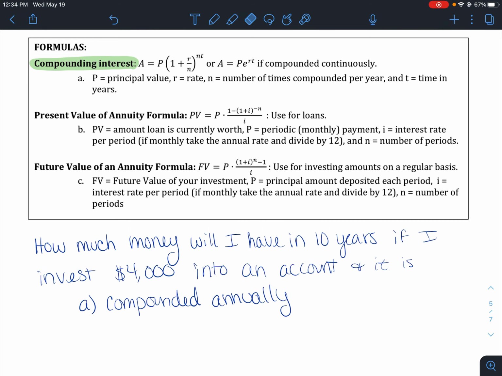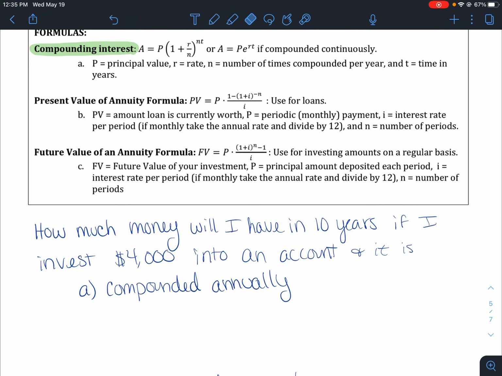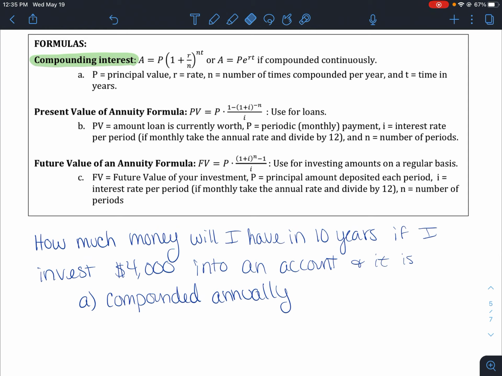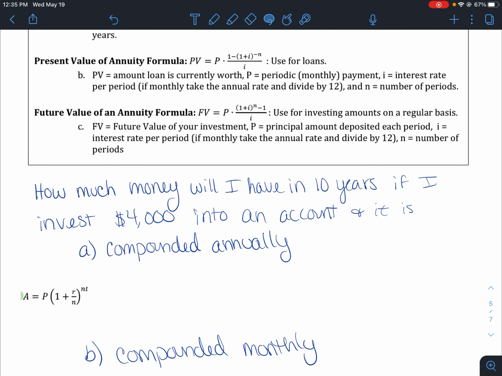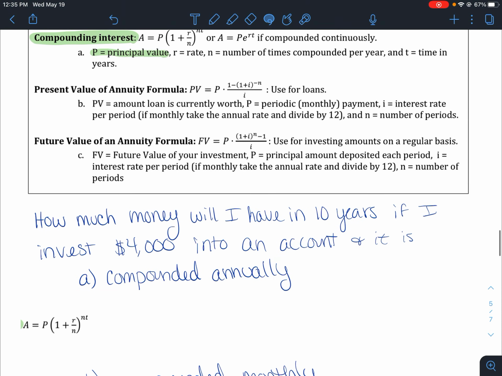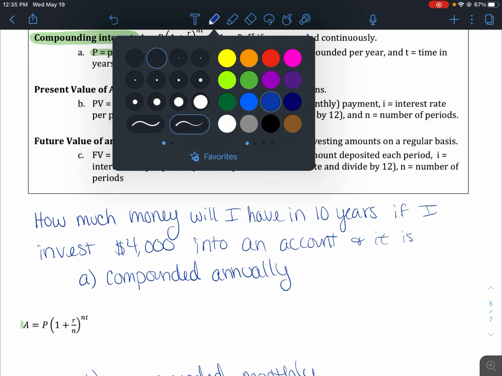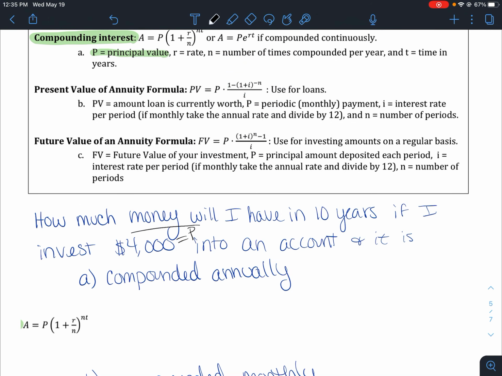So here's my scenario. How much money will I have in 10 years if I invest $4,000 into an account? First we're going to try compounded annually. Up here, I've given you all the variables and what they mean. So P is the principal value. And remember, principal is what you initially put in. So let's copy this down here. P is the principal. So in our case, P is going to be 4,000, right?